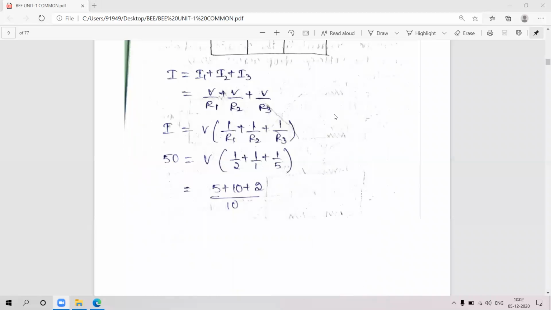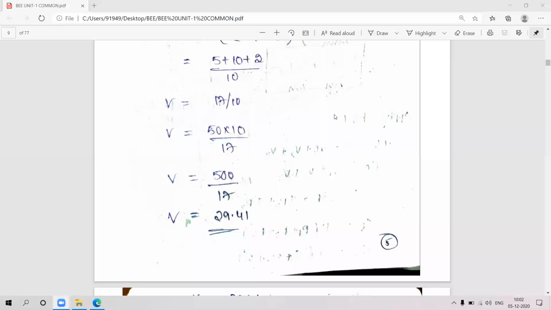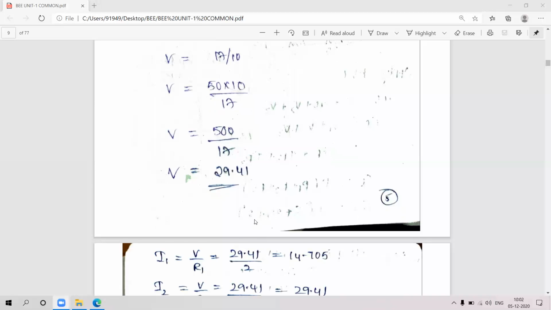We will find the voltage here. From this, when you do it in the calculator, directly you will get voltage V is equal to 29.41. Did everyone get the same value, or a nearer value? Some will get 29.41, something like that. Approximately you will get 29 point something volts. Up to here it is clear, I think.